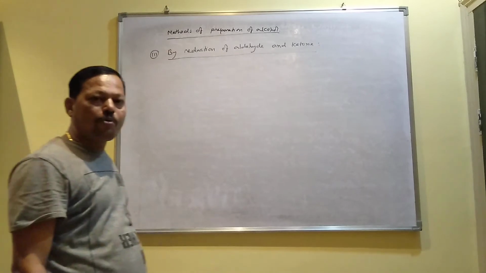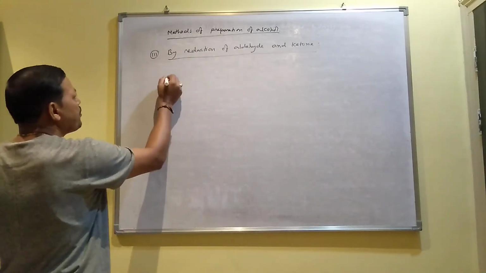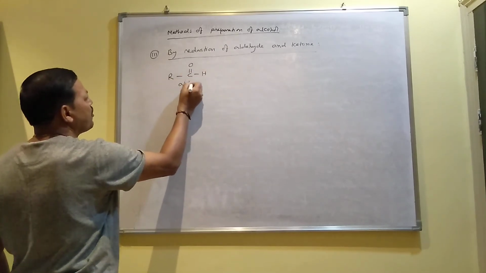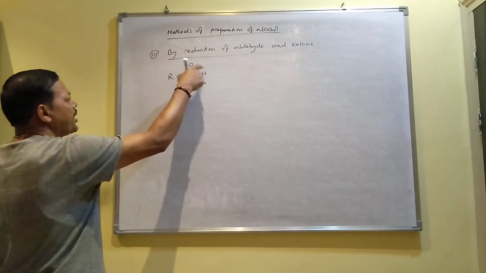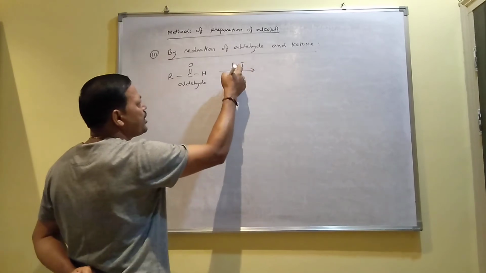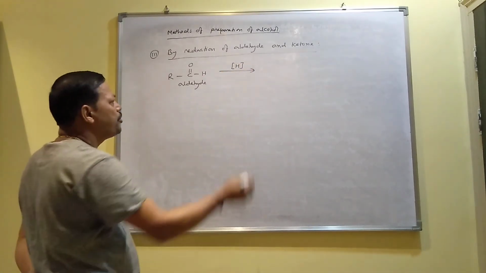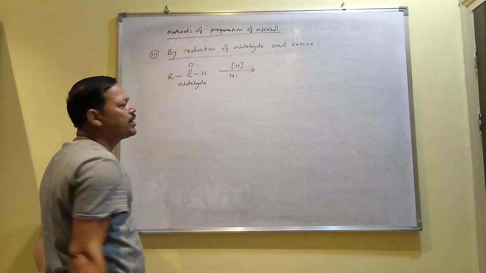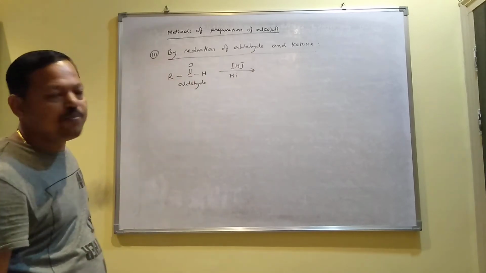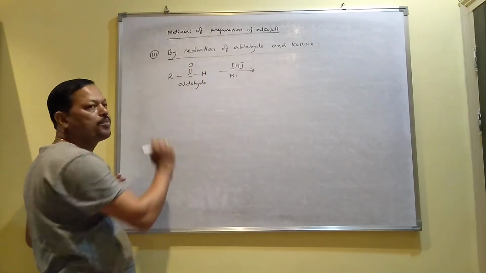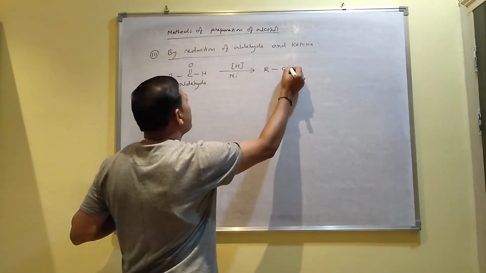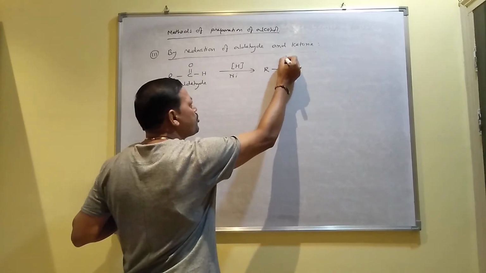You know what is the functional group of aldehyde? CHO. First I will take one aldehyde, RCHO. This is the general formula of aldehyde. When you do reduction, reduction means addition of hydrogen, and this is the symbol of reduction. You can apply a reducing agent like nickel. Then hydrogen will be added to this compound, and the double bond will be converted to single bond.